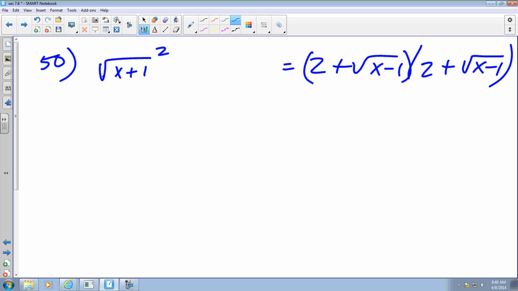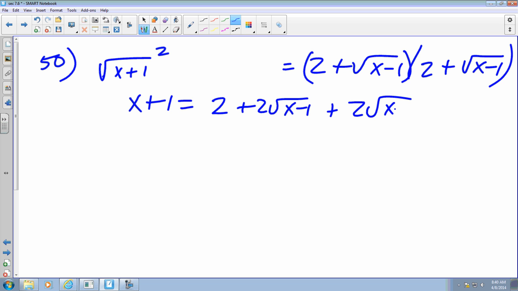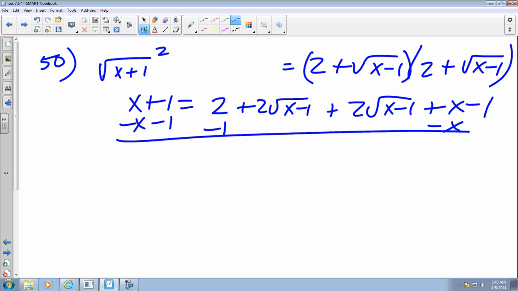Over here, square root, square, opposite operations, they just go away. Over here, foiling, I get 2 plus 2 square roots of x minus 1 plus 2 square roots of x minus 1, and then plus x minus 1. Minus the x, that's nice. Here I get 2 minus 1 is 1, so I'm going to subtract 1 from both sides. And so I get 0 equals 2 square roots of x minus 1. Is it okay to equal 0? Yeah. Dividing by 2, I still get a 0.